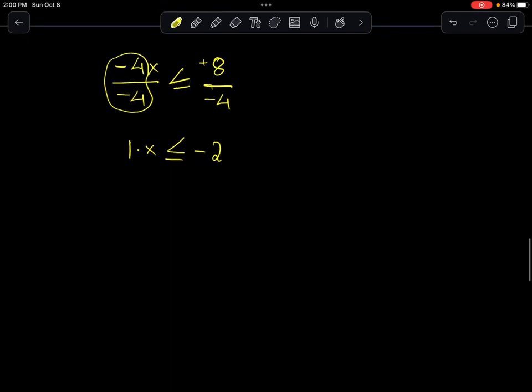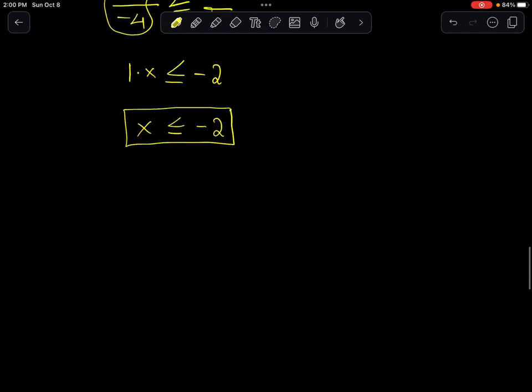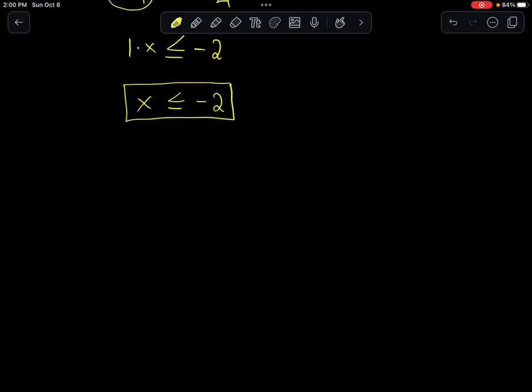And last step, 1 times x, I will just write it as x, less than or equal to -2. That is my solution. Now, if I want to write it officially, I will write it as a set solution and use the braces to indicate what it is, but I'll save it for the end. For now, based on this inequality, I will write the graph solution.